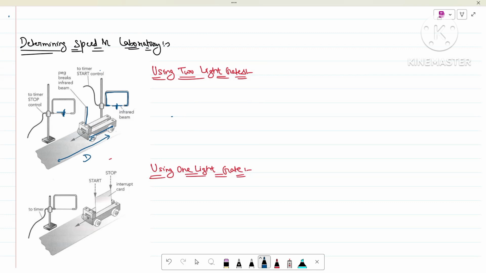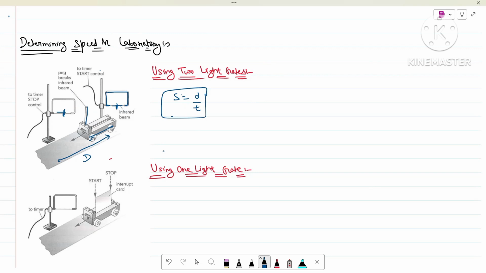When it interrupts the signal of the second light gate, the programming is done in such a way that the timer will be stopped. So the timer is switched on and off by the interruption of the signal. We can note down the time and distance. We know the distance between these two light gates, and we know speed is given as distance by time. We can find the speed using two light gates.